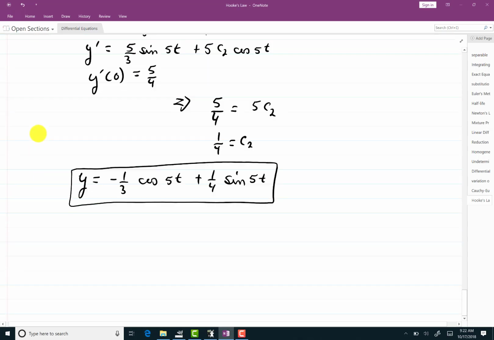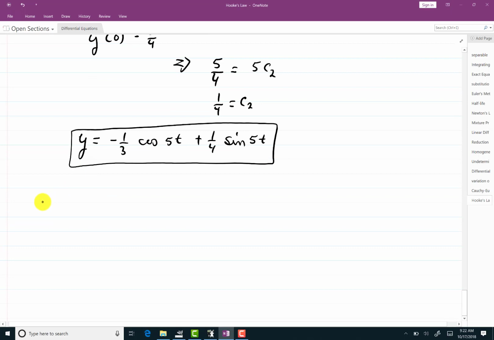Now, some of the questions you could be asked here are, what is the period? Well, that's easy. Both of these have a 5 in front of the t, so both cosine and sine have period 2 pi divided by 5.